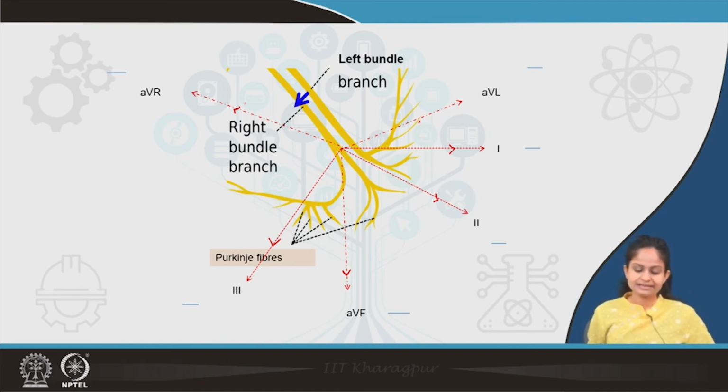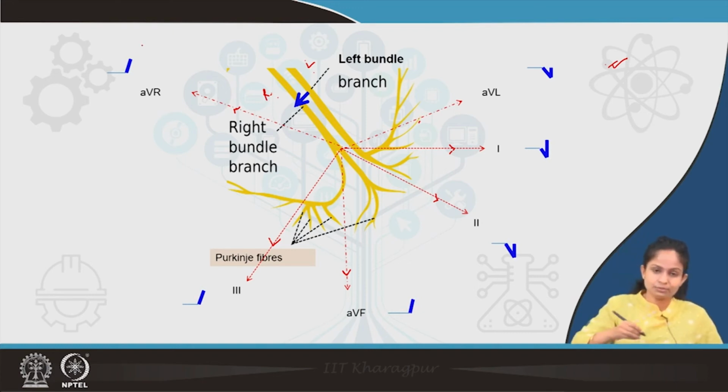This is the left to right direction of the septal depolarization, which means the septal depolarization is moving from left side to right side. So, this is left and this is right. Whichever leads are present on the right side will give the positive deflection, and whichever leads are present on the left side will give the negative deflection.